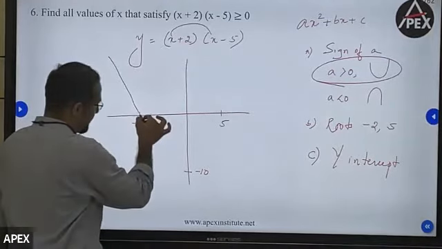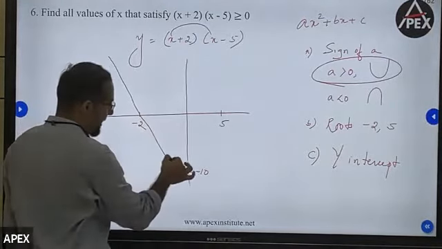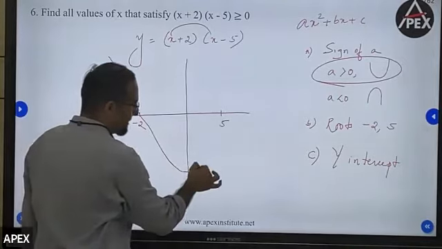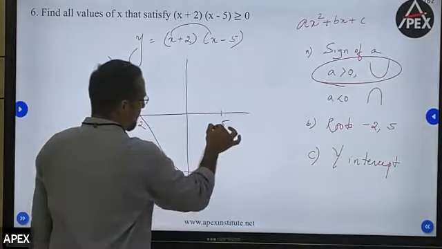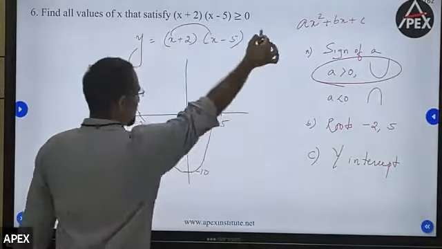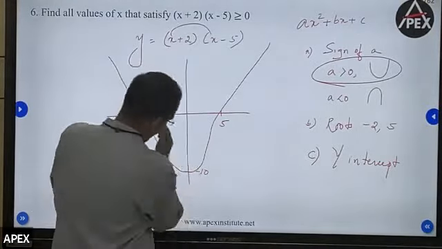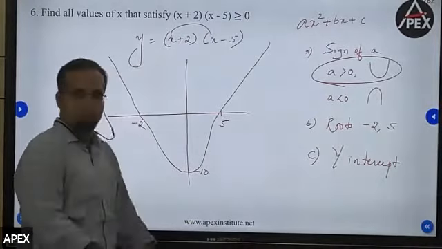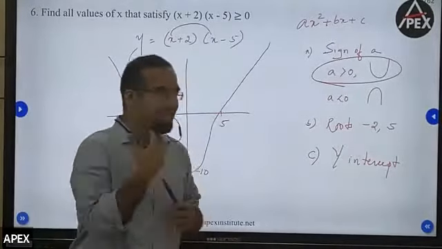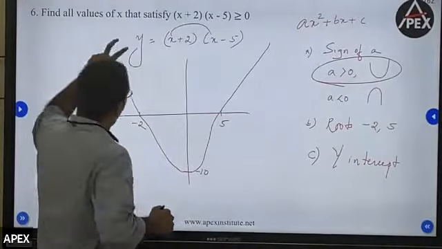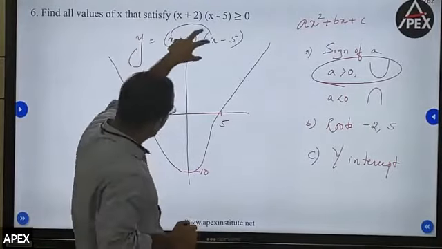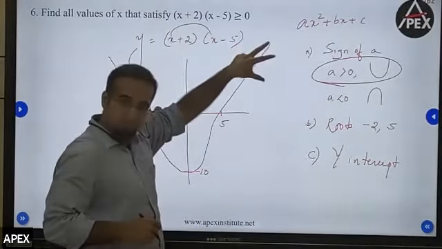It's coming up like this, cutting at minus 2, bending at the y-intercept, and going up and up. Sorry, it might bend somewhere else also. You'll have a maximum and minimum too, right? But it's going to go something like this. Clear? But understand the point here: y is equal to (x plus 2) into (x minus 5).